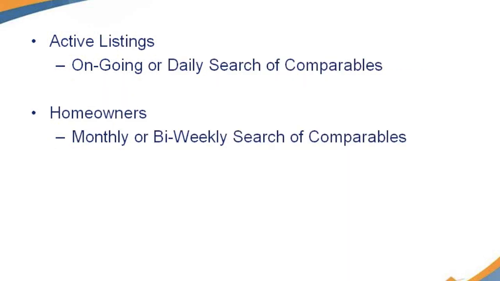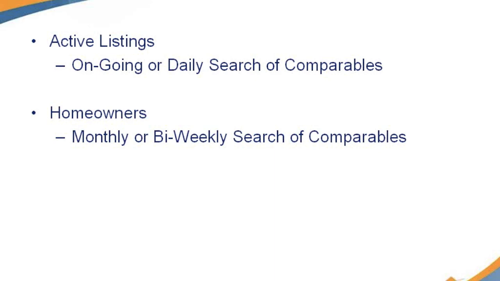Active listings should also be on an ongoing or possibly a daily search. I would recommend an ongoing search for comparables. Because for your active listing, you set up the comparable search. First of all, that search should not be very broad. It should be very well defined. It should really be for the comparables.